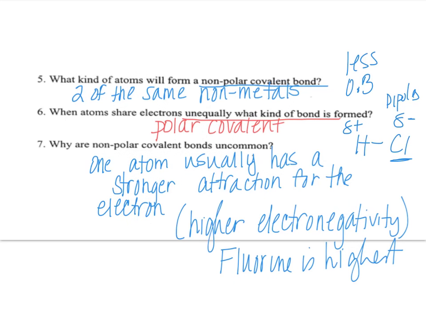Number 7, why are nonpolar covalent bonds uncommon? And they're uncommon because there's usually one atom that has a stronger attraction for the electron. Remember, the higher the electronegativity an atom is, the more it gets the electron. Of course, fluorine is the highest, but there's very few things that have that less than 0.3 electronegativity difference, and so that's why it's uncommon.